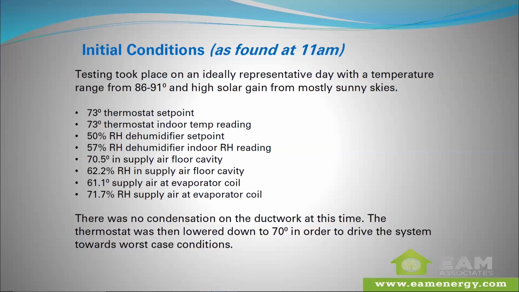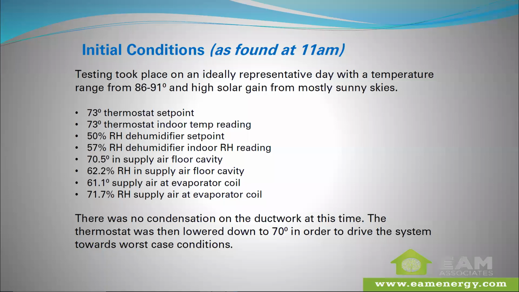That cavity at that point was already colder than the house, at 70.5 degrees with a relative humidity of 62. So there was no condensation on the ductwork at this time, and what we did was set the thermostat down to 70 in order to start driving us toward worst case conditions. After half an hour, we took readings again.